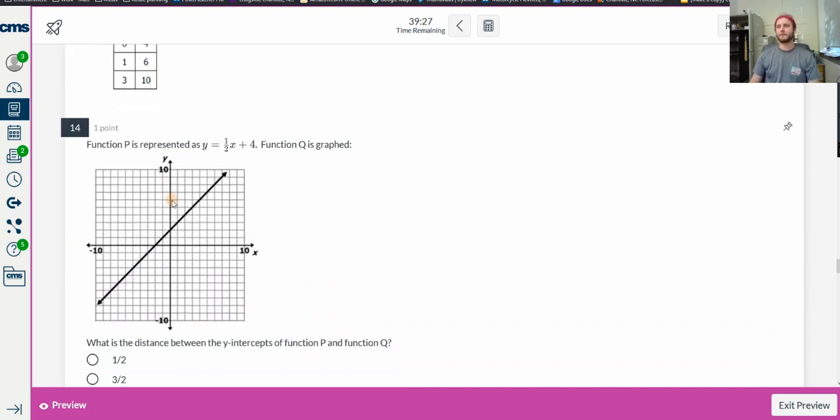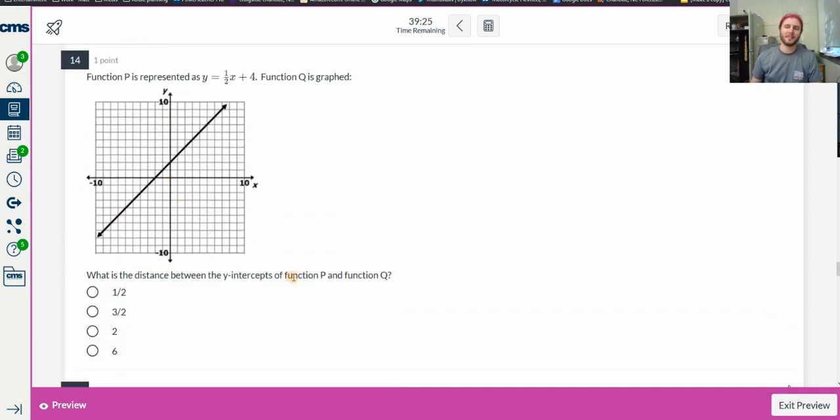Moving on to number 14. This one is asking what is the distance between the y-intercepts of function p and function q. Function q is here in the graph. Function p is this equation. Well, lucky for us, we've practiced a lot of graphing equations. So we know that this is the y-intercept, positive 4. So 1, 2, 3, and 4. There's the y-intercept. And then the slope is going to be 1 over 2.